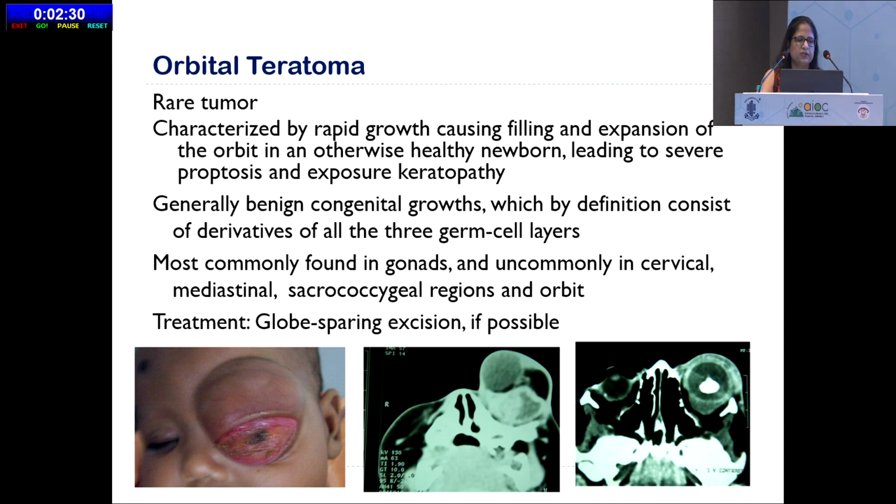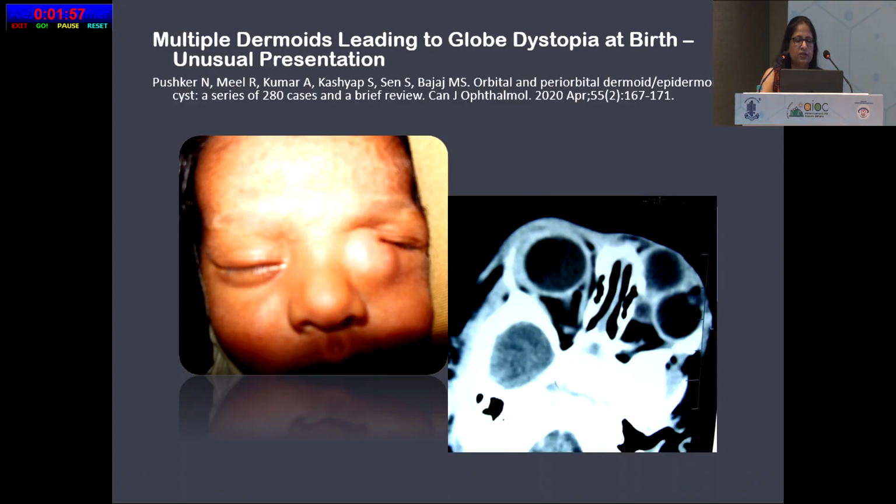Orbital teratoma is a very rare tumor. A baby who presents with a severe proptosis which is progressing, say, over weeks' time, please think about teratoma, because that is one thing which I have seen, though very few cases over my almost 2 decades of experience. But this is what you see on imaging, that there is a heterogeneous lesion with large cystic cavities, and sometimes you can even see a tooth within it. So if possible, try to save the globe, otherwise we have to take out the whole thing. So this is again a very rare, interesting case.